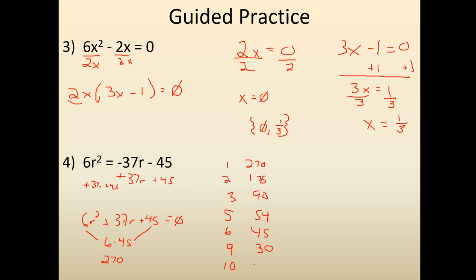And here's our winning number, 10 and 27. So if I add these up, I do get 37. So my new polynomial is going to be 6r squared plus 10r plus 27r plus 45 equals 0. So we do the grouping.